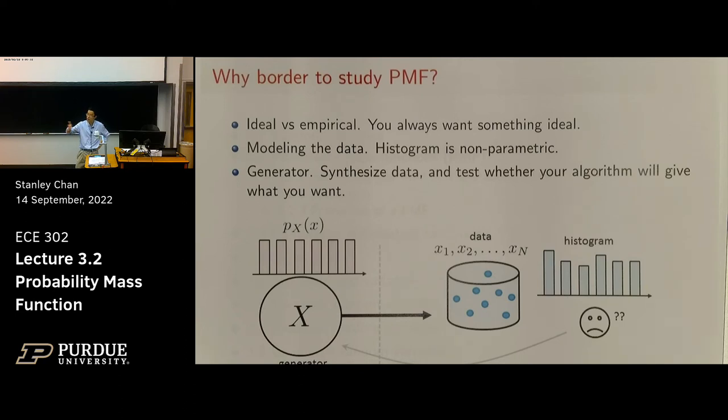For example, I want to model the atmospheric turbulence, and this is a random event. How do I do that? I can, of course, go outdoors and collect data, but this is tedious. On the other hand, I can also go to my simulator. I can simulate these events.